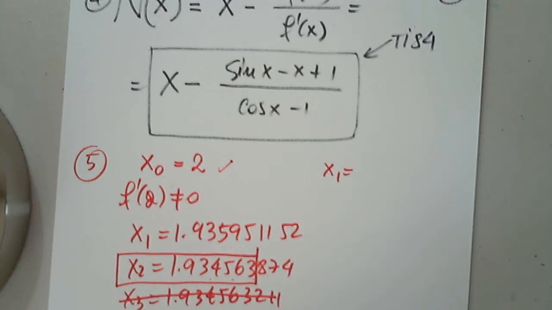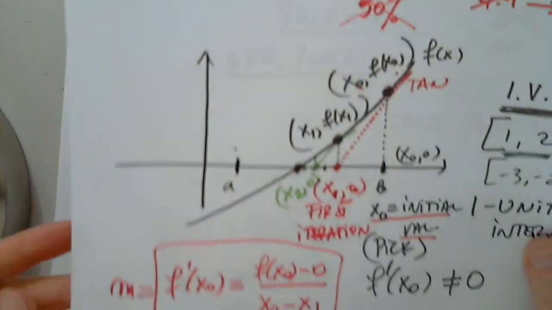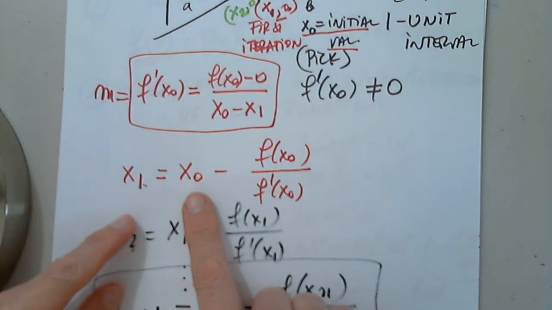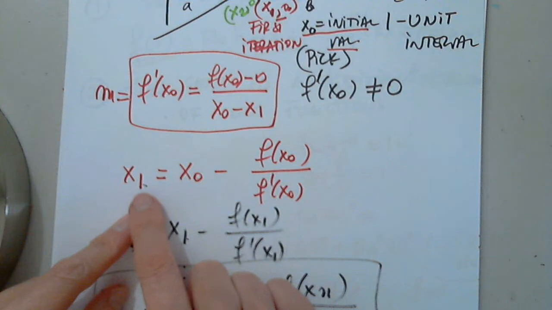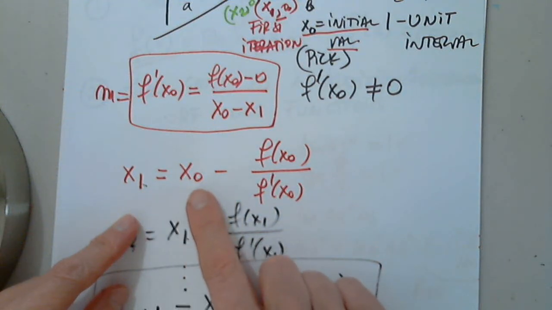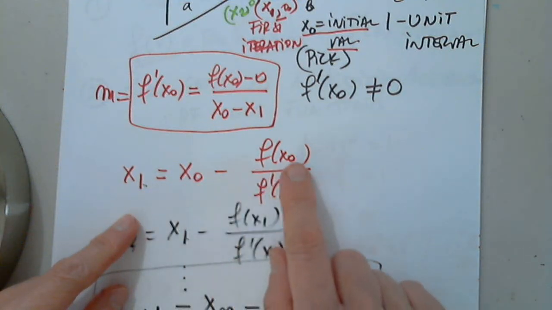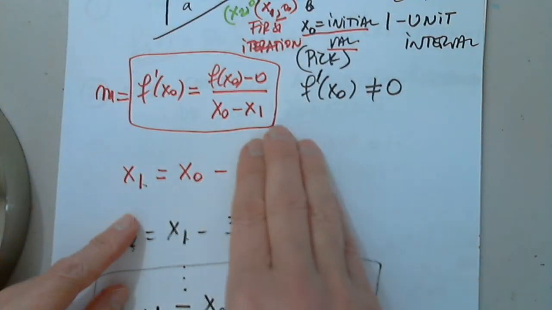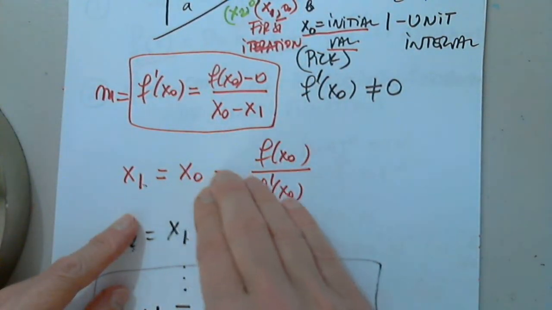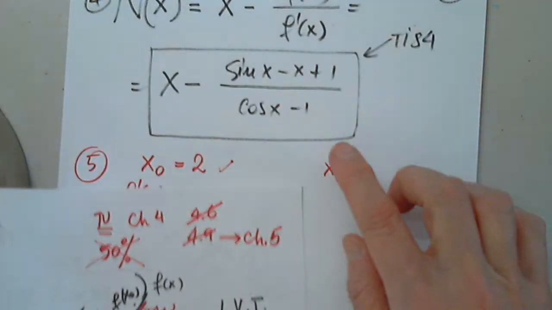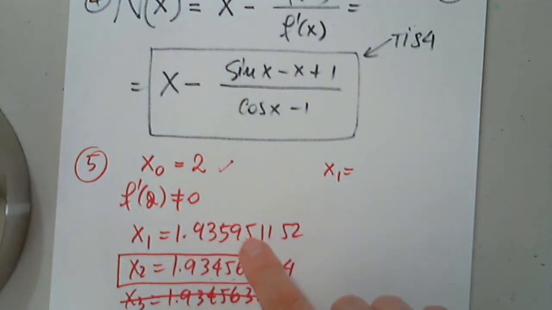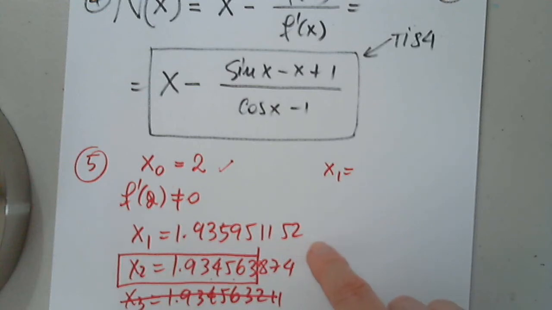And this is the first iteration. So my 2 is x0, and this is my x1. So let's stop here for 1 second. So in order to determine x1, I had x, which was 2, minus f of 2 over f prime of 2. The calculator calculated this and gave me this number, 1.935951152.